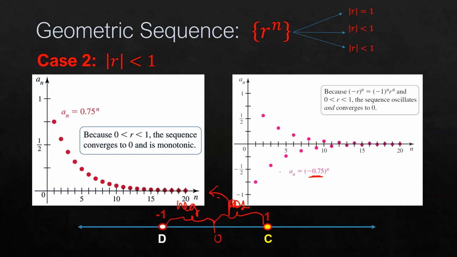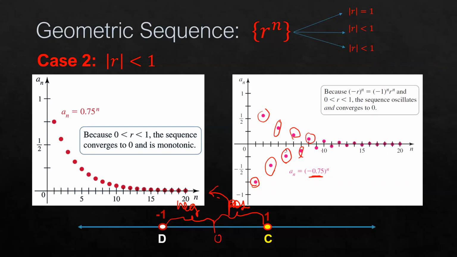Well, as we have seen before, an even exponent gives a positive number. An odd exponent gives a negative number. So it bounces from negative to positive and then negative to positive. But because we are multiplying by 0.75, we only have 75% of what we had before.